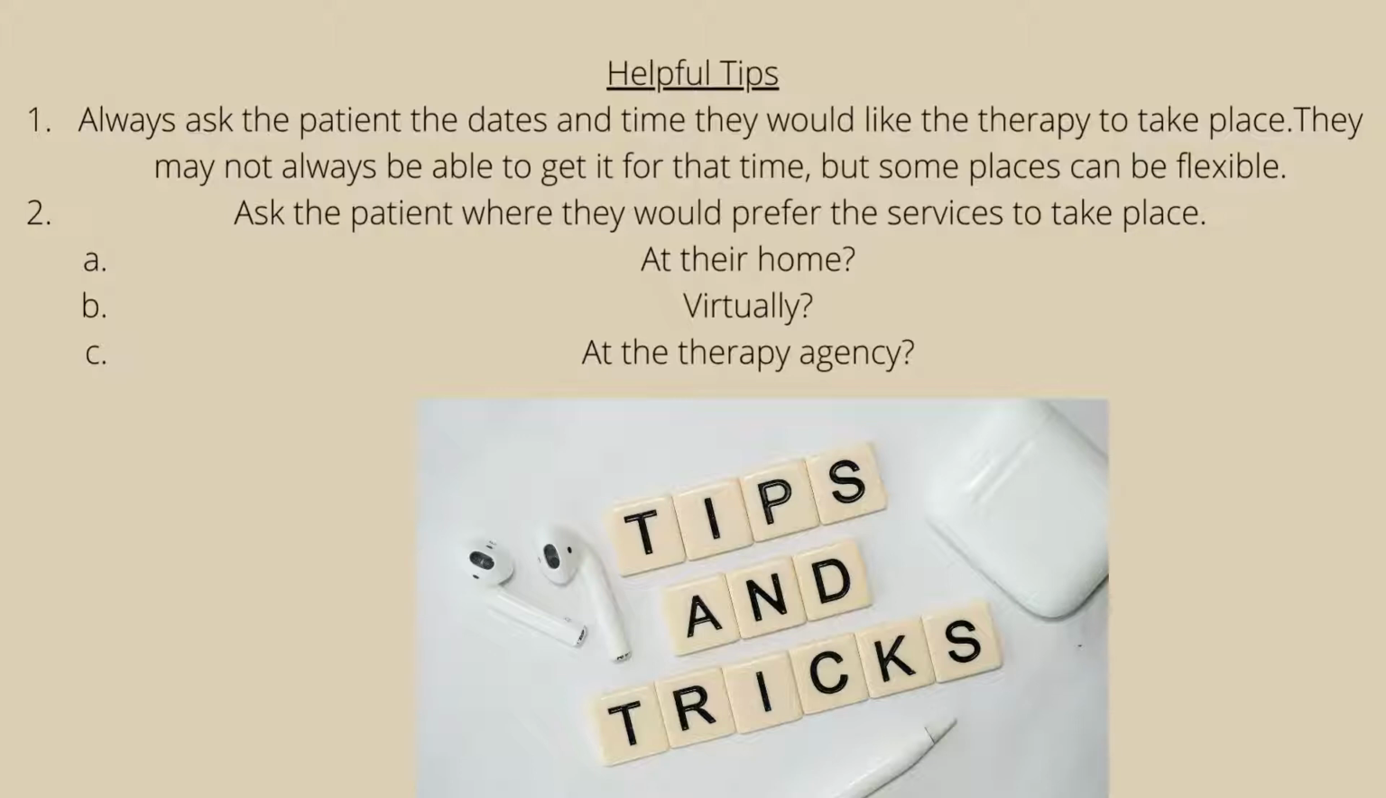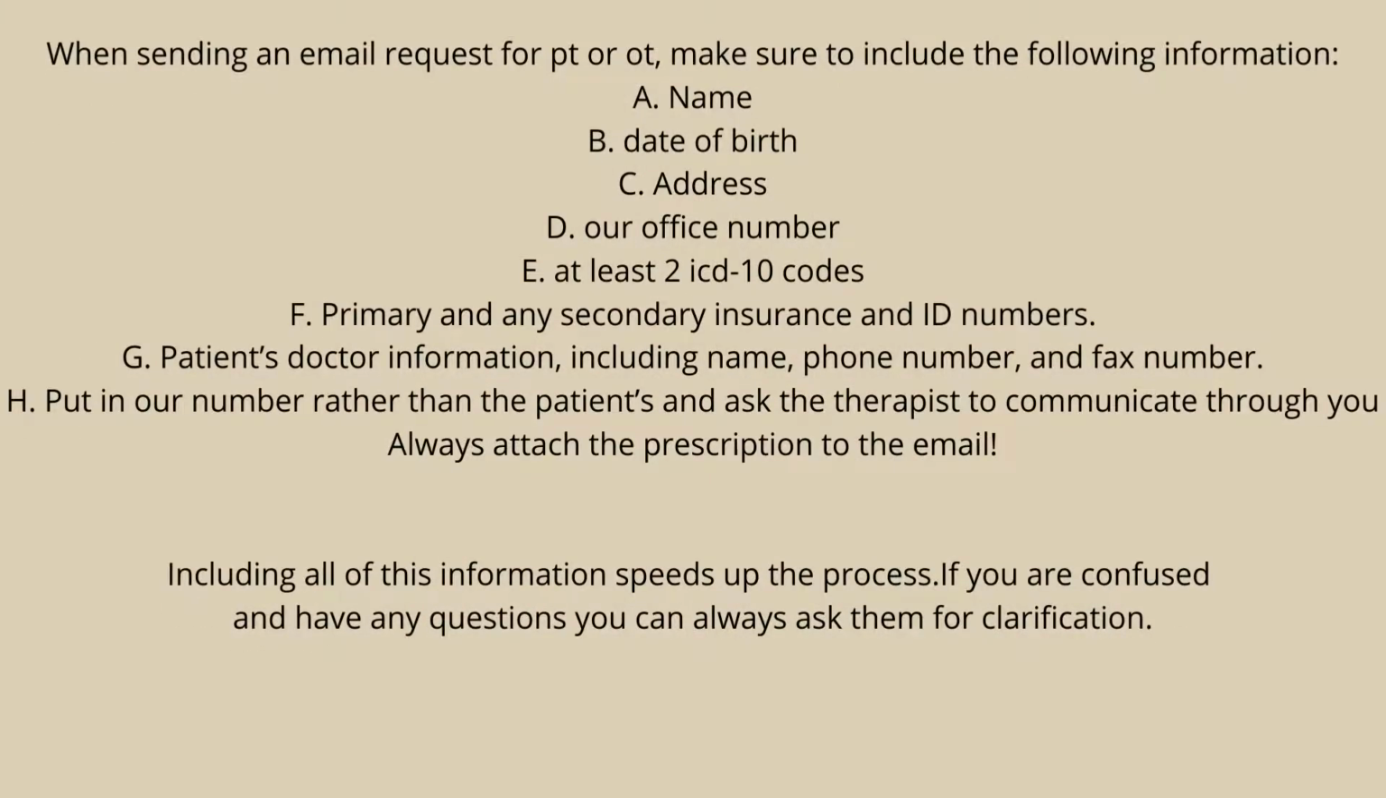Here are some helpful tips to go through before contacting a therapy agency to set up an appointment with your patient. Always ask the patient for any dates and times they would like the therapy to take place. They may not always be able to get an appointment for their preferred time, but some facilities can be flexible. Ask the patient where they would prefer the services to take place, namely, at their home, virtually, or at the therapy facility. You can also send an email request for PT or OT.